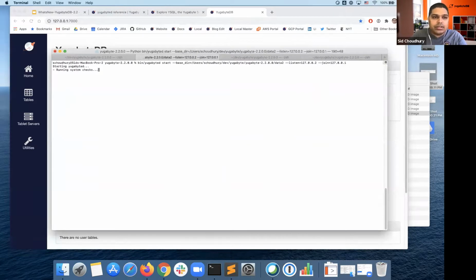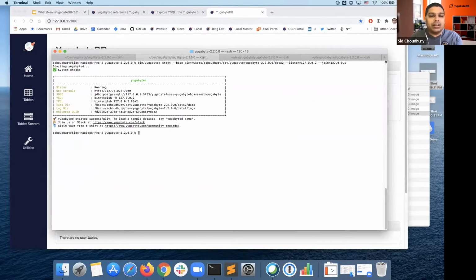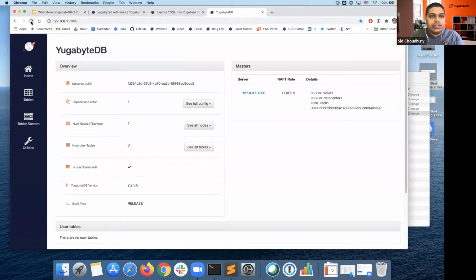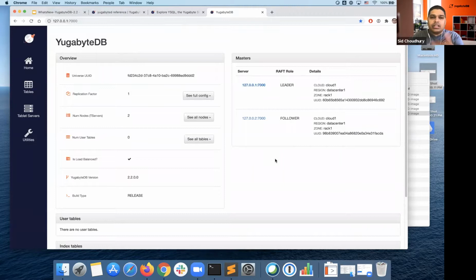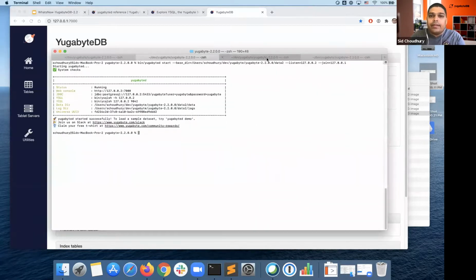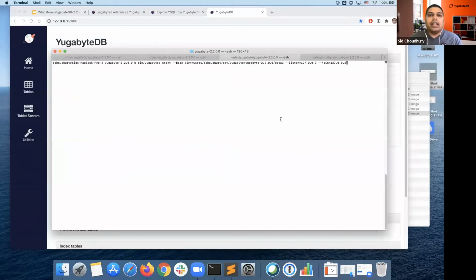Now let's do this. Now I'm adding the second node into the system, and let's refresh. And you can see now it's a replication factor 1 cluster with 2 nodes, 1 leader, 1 follower. Excellent. Now I'll do the third one, in which again I'm giving it a data3, a different listen IP, but I'm joining, I mean, it can be 127.0.0.1, it can be 02, doesn't matter, right?